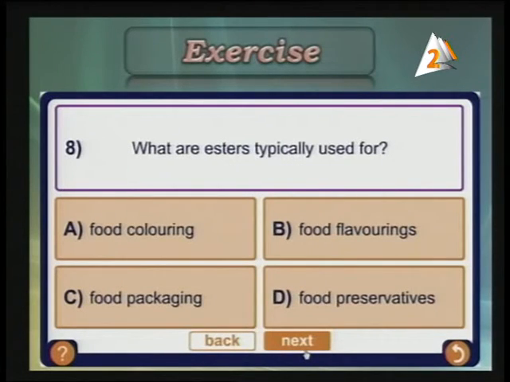After that, what is the ester typically used for? Food coloring, or letter B, food flavoring, letter C, food packing, or D, food preservation. Which one? Food preservation is completely wrong. Why? Because this is a type of compound that we use for flavoring. Coloring is wrong. It is completely wrong. We have flavoring, the taste and smell of our food, that we get by using this type of compound called esters.